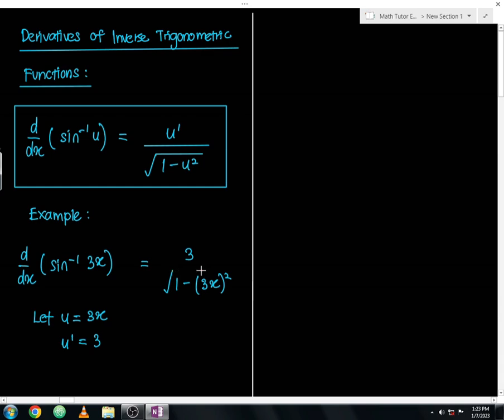Okay, let me underline this. We still have one more step left. Let us complete our expansion. 3 divided by the square root of 1 minus 3x squared. So from here your final answer will be 3 divided by the square root of 1 minus 9x squared, guys.